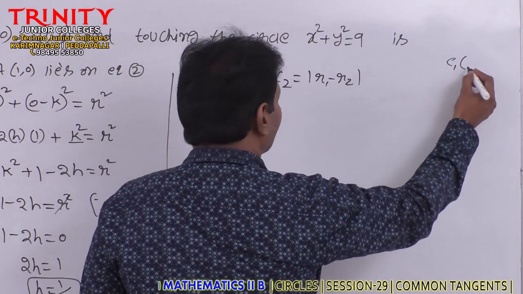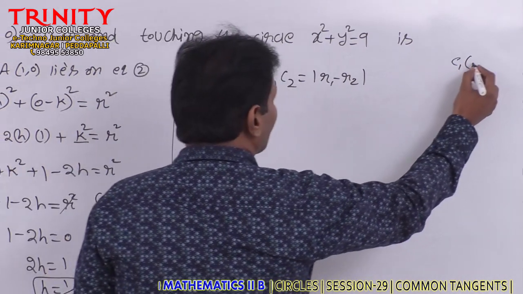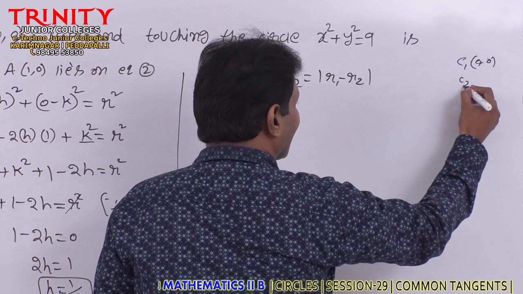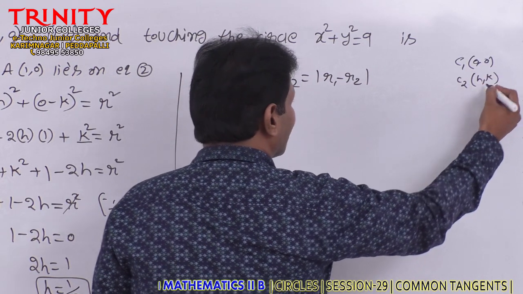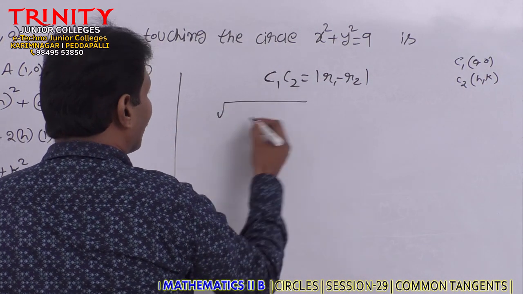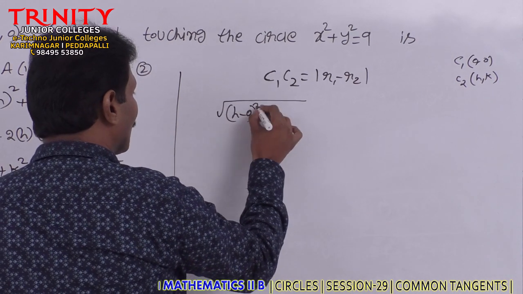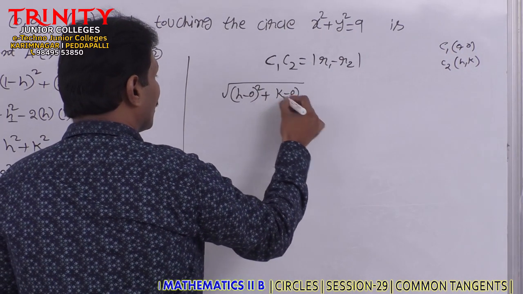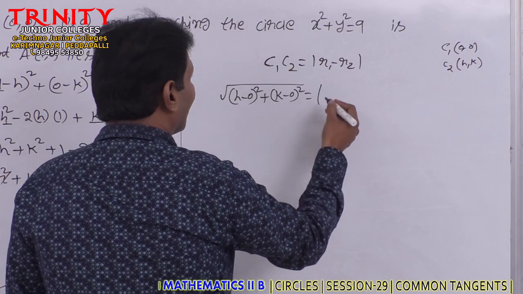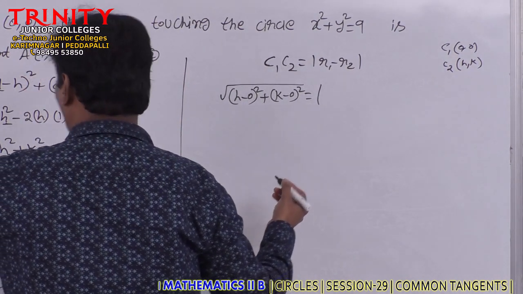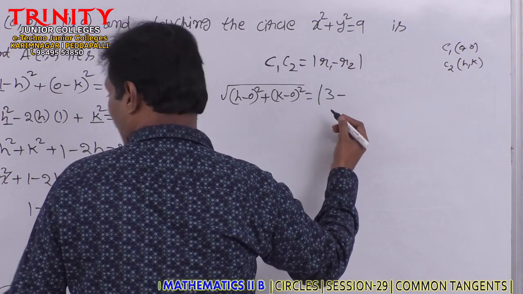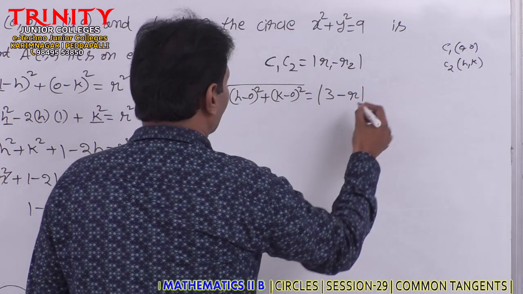Our first circle center is origin (0, 0). Our required circle, we assume that center is (h, k). That means square root of (h minus 0) whole square plus (k minus 0) whole square equal to modulus of R2 minus R1. R1 is 3. R2, let it be taken as R.